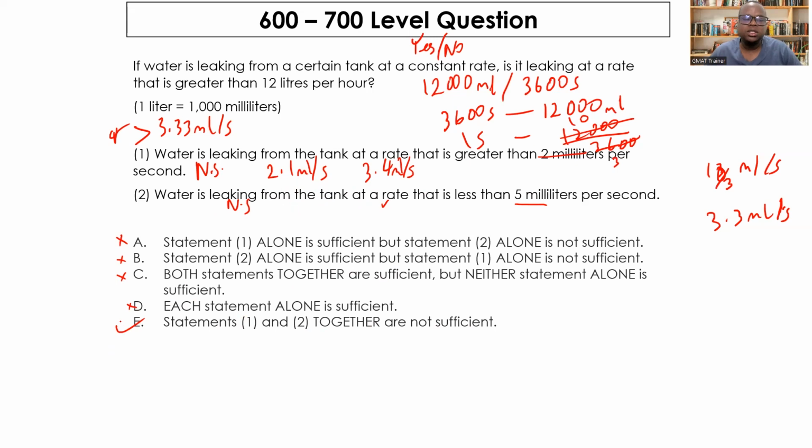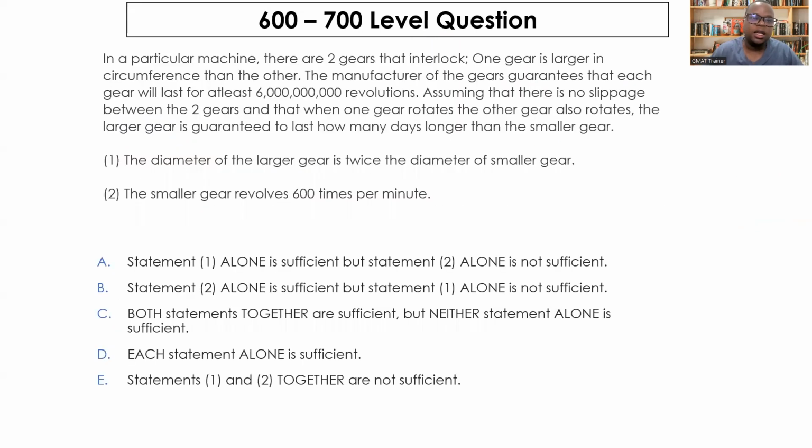Yeah. So this is what it mainly requires about the rate. Is it greater than 3.33 milliliters per second? That is what is being asked. So it needs to be either above or below for it to be sufficient. If it is giving us both above and below, then it is not sufficient. Right? Let's proceed to the next question.